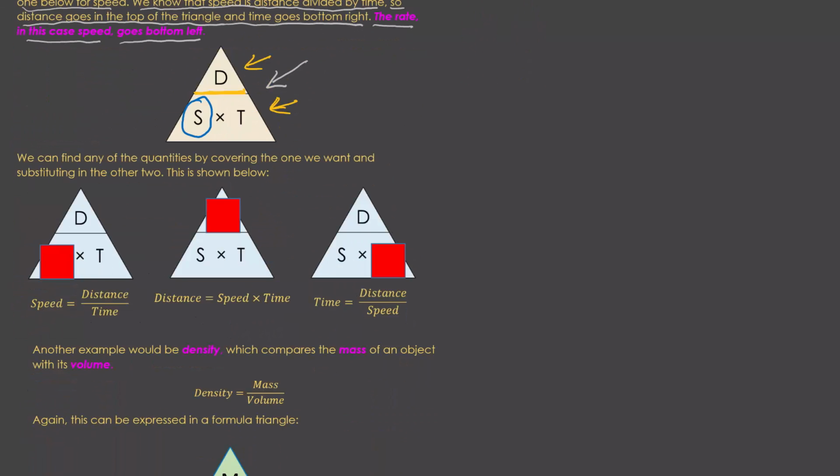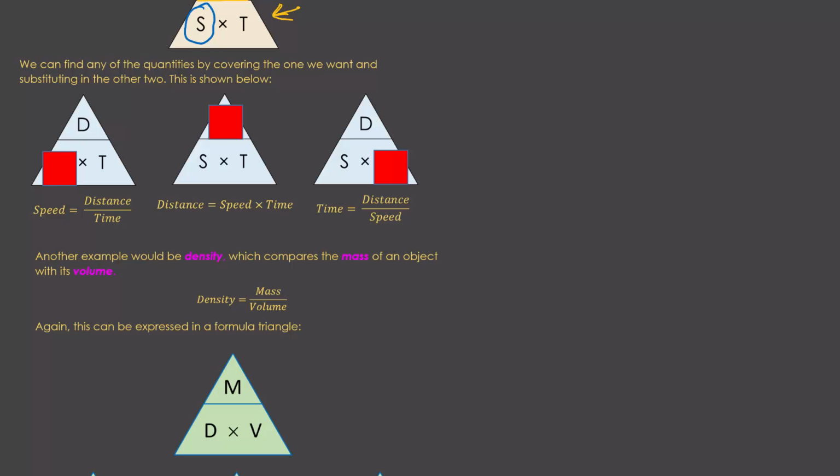These triangles are useful because we can find any of the quantities by covering the one we want and substituting in the other two. This is shown below. So if we wanted to find speed, we would cover that up and we do distance divided by time. If we wanted to find distance, we cover that up and we do the speed times time. And if we want to find the time taken for a journey, we do distance divided by speed.